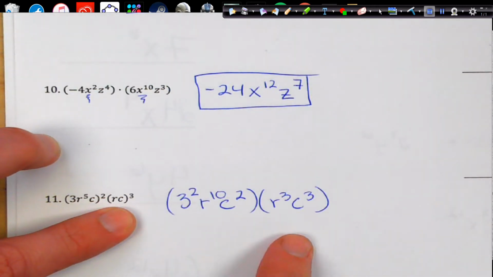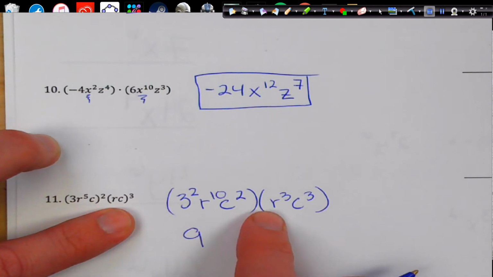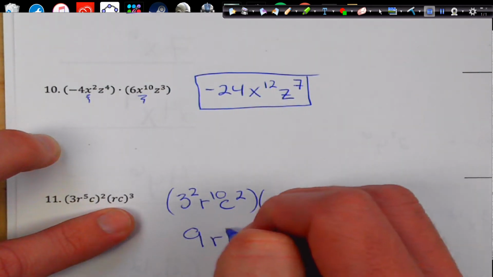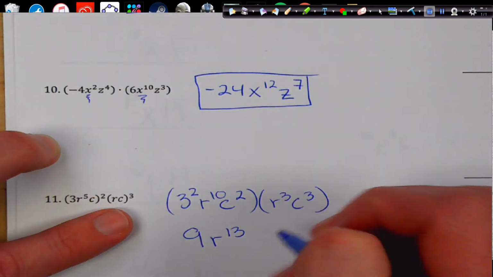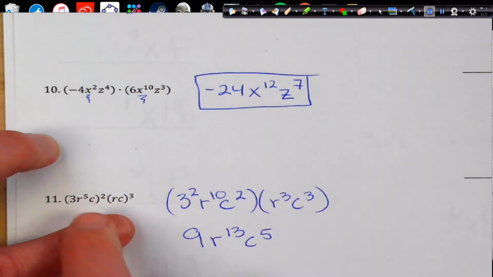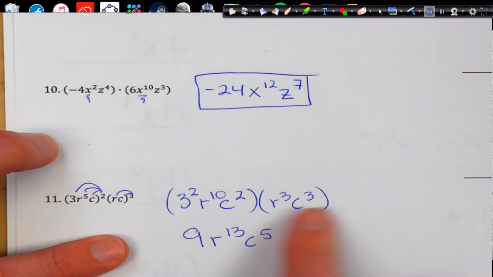And now we're multiplying. Take care of 3 squared, which is 9. R to the 10th, r to the 3rd is r to the 13th. C squared, c to the 3rd is c to the 5th. Again, we multiply when we do powers, but we add when we do multiplication.